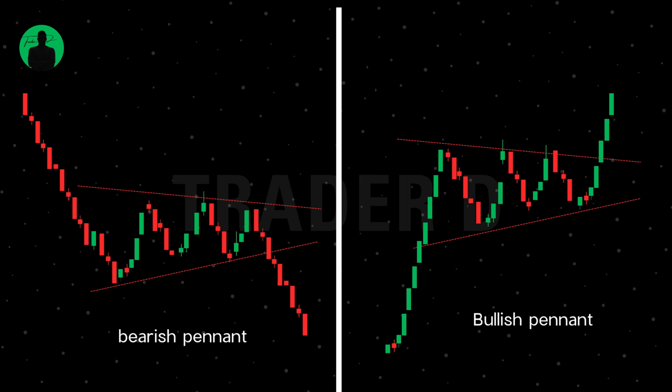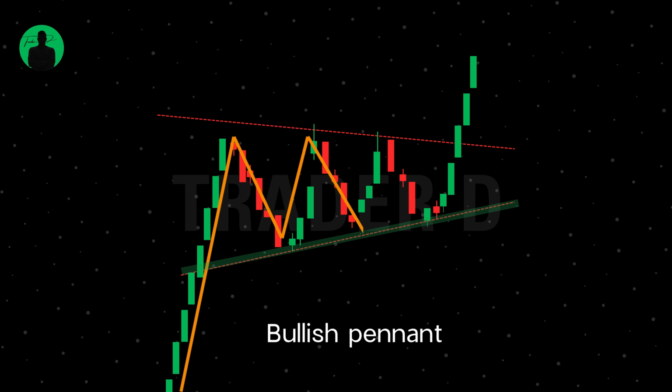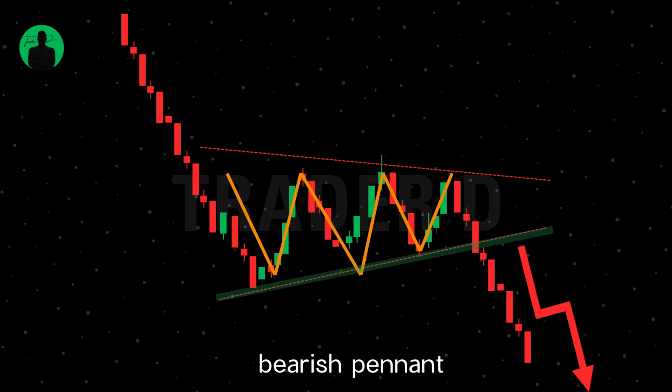Next is the pennant pattern, which can also be bullish or bearish. In a bullish pennant, a sharp upward move is followed by consolidation, with trend lines that converge as they move in opposite directions. Once the price breaks above the upper trend line, it often signals a continuation of the bullish trend. The bearish pennant is the opposite, a sharp drop followed by a consolidation phase where the trend lines converge downward, and a breakout below the lower trend line could indicate the continuation of the downtrend.